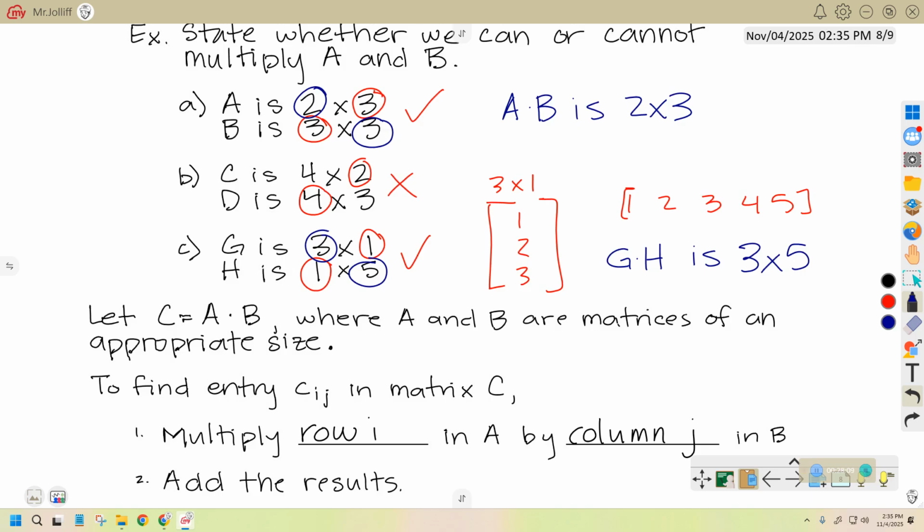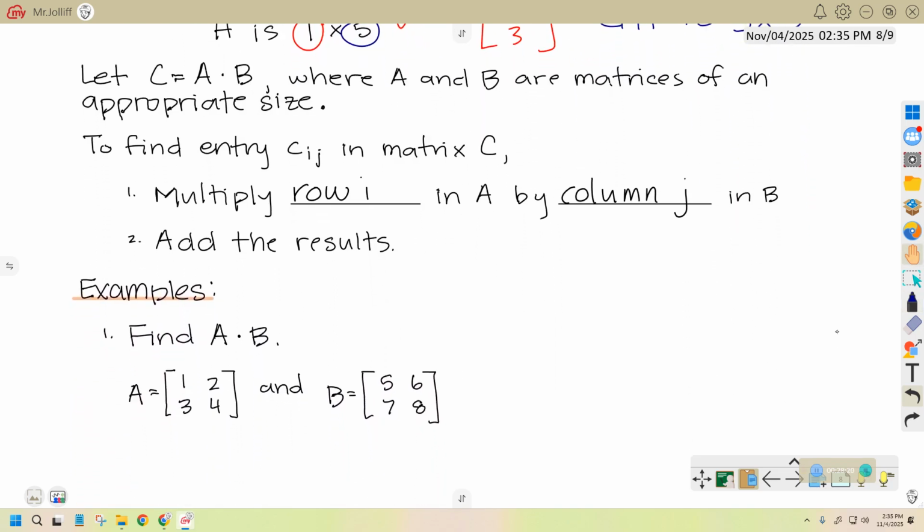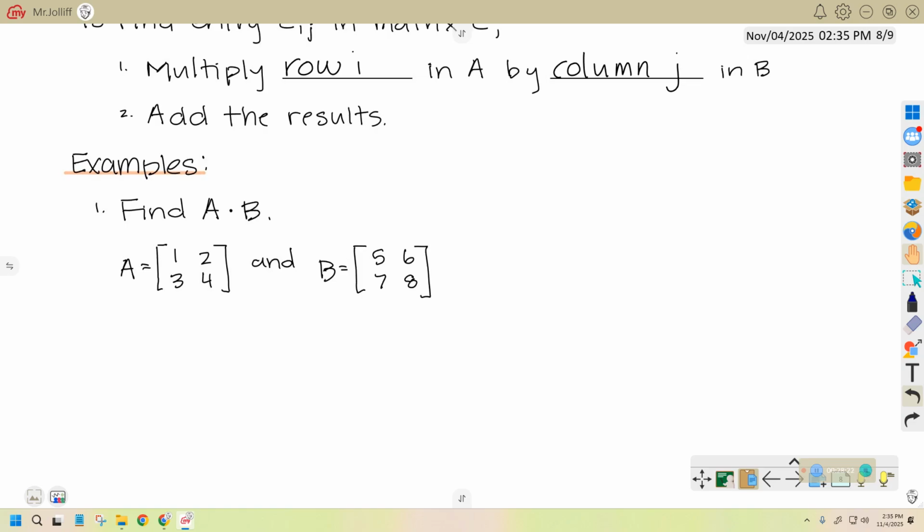We're going to start with one of the easiest possible examples, which is a 2 by 2 times a 2 by 2. So I'm going to scooch you down. You can see example A. It says find A times B. A is 2 by 2. B is 2 by 2.